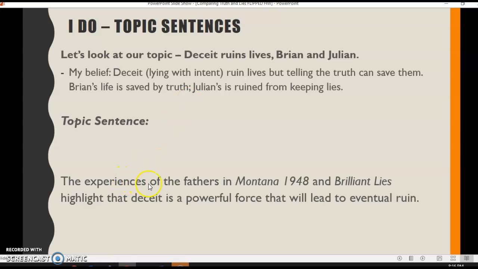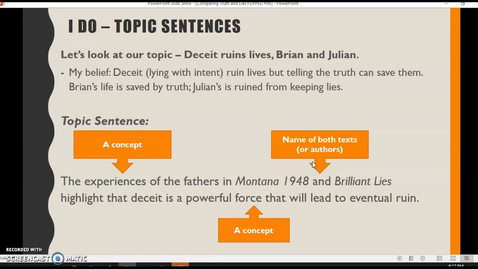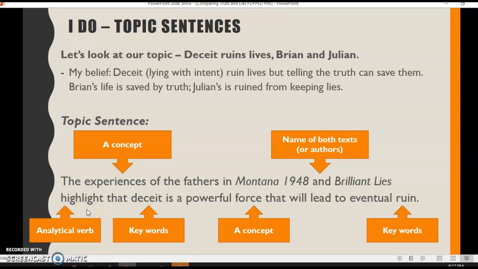The experiences of the fathers in Montana 1948 and Brilliant Lies highlight that deceit is a powerful force that will lead to eventual ruin. Okay, so here you can see I've got the name of both texts or the authors, a concept, keywords from the prompt, and an analytical verb.